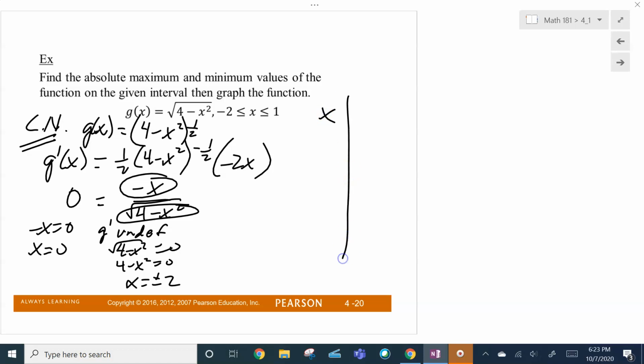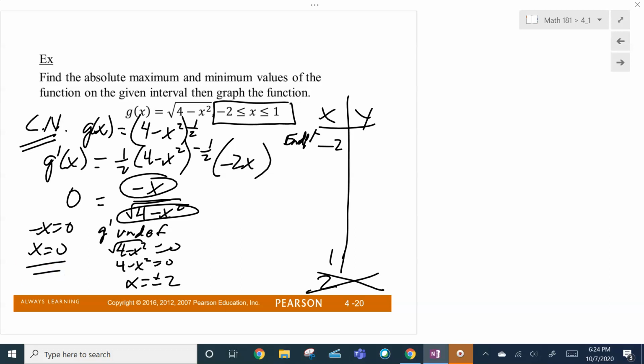Now notice I do have a closed interval again. So -2 is an endpoint. That's a potential. Going up to 1. I've also got to check plus or minus 2. So 2's outside my domain, I'm not even going to check it. -2 is the other endpoint, and then 0 is another one that I'm going to check, and then 1. So my endpoints and my critical numbers. And then I plug them in.